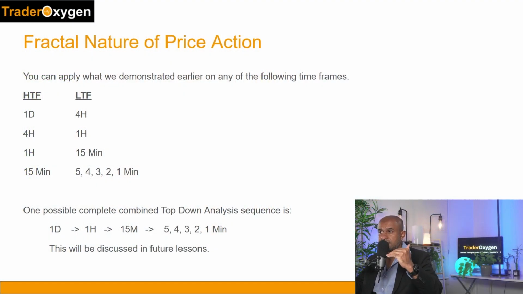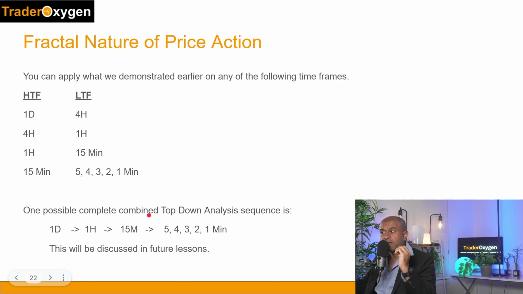Okay, so now let's look into the fractal nature of price action. So whatever we discussed up to now, the higher time frame and the lower time frame can be combined as, let's say, higher time frame daily, then your lower time frame will be 4-hour. Or if you consider the higher time frame as 4-hour, then you can go to the lower time frame of 1 hour. And if the higher time frame you look at is 15 minutes, then you go to the lower time frames 5, 4, 3, 2 or even 1 minute.